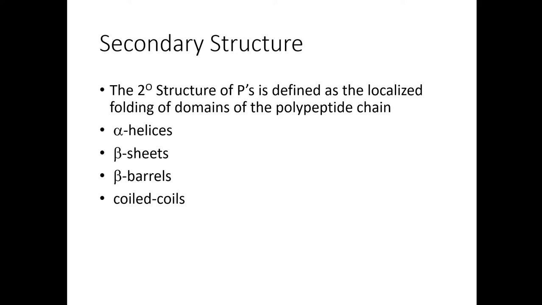So due to the torsion in the chain, there is the formation of helix and beta sheets and different types of structures, beta barrels, coils. Okay, now we will look at different examples of helical structures and beta sheets.